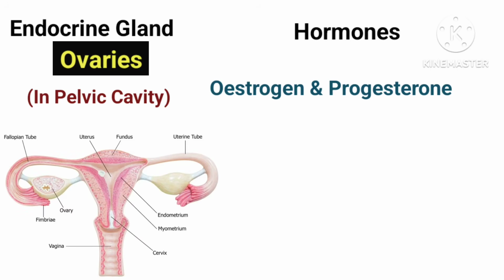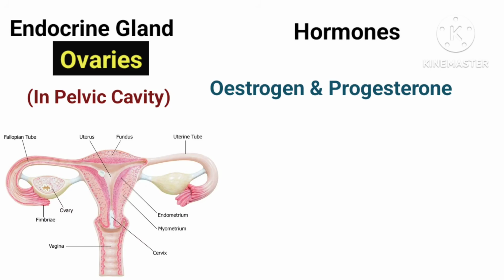Ovaries, which are present in the pelvic cavity. The ovaries secrete the primary female sex hormones, estrogen and progesterone, which are vital for the development of female sexual characteristics, the menstrual cycle, and pregnancy. Other hormones secreted by the ovaries include inhibin, which regulates FSH production, and relaxin, which helps relax muscles and ligaments during pregnancy. The ovaries also produce a small amount of androgens such as testosterone.